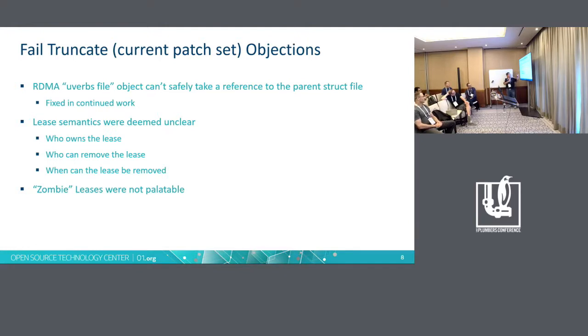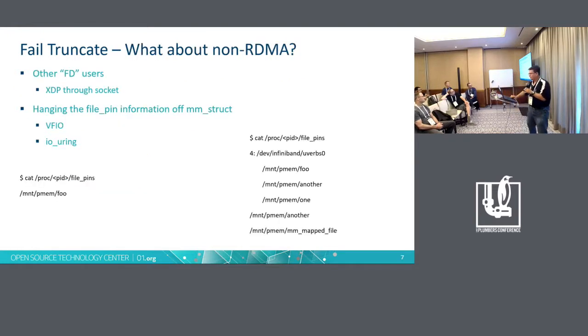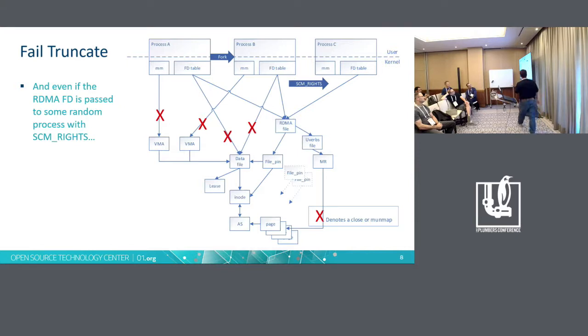Finally, there's this concept, and if you go back to the picture I had, of when you lose all of these connections to this data file. This lease object is hanging off of the data file. That object still exists in the kernel, but from a user space perspective, nobody really has the lease, because you can't call and release that lease anymore if you've closed these file descriptors.